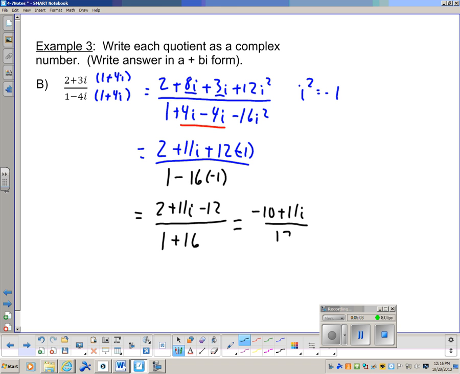All divided by 17. I can now pull it apart. I can take negative 10 divided by the denominator, and then take 11i divided by the denominator, and there it is. Negative 10 17ths plus 11 17ths i. And we can't go any farther than that.